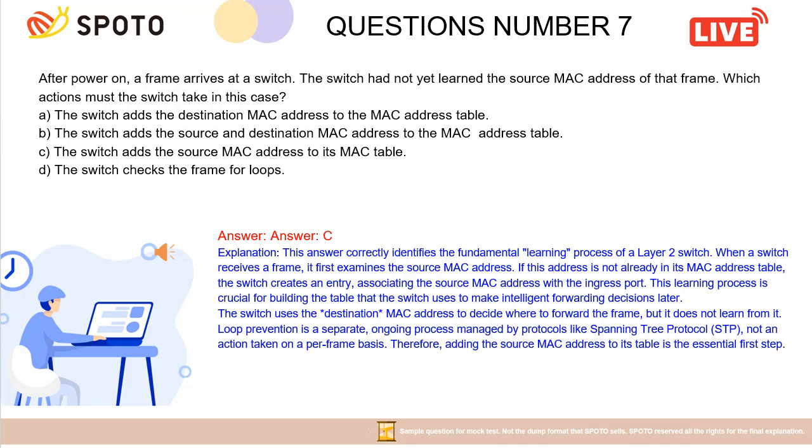The switch uses the destination MAC address to decide where to forward the frame, but it does not learn from it. Loop prevention is a separate, ongoing process managed by protocols like Spanning Tree Protocol, STP, not an action taken on a per-frame basis. Therefore, adding the source MAC address to its table is the essential first step.